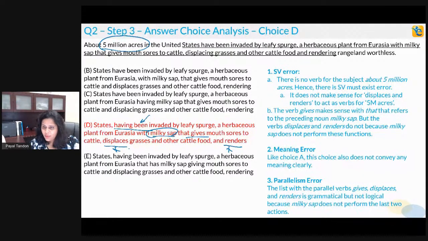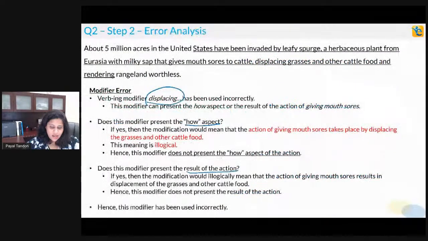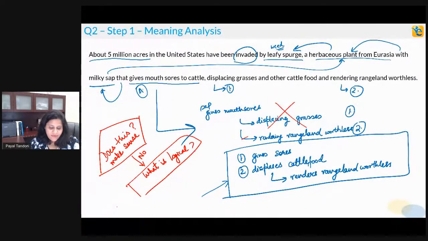Apeksha is saying, since the underlying portion is lengthy in this question, how do you do horizontal reading, or what do you do first, or what do you spot first to eliminate? Apeksha, I don't do any horizontal reading of answer choices. The first and the foremost thing to do, as we did over here, was you read the original sentence in its entirety to understand its meaning. Okay, so that's the most important thing. That's what we did. We understood the meaning. We figured out what the author is saying, whether it's making sense, and if it's not making sense, what is logical.